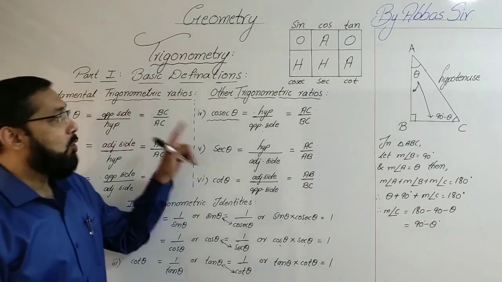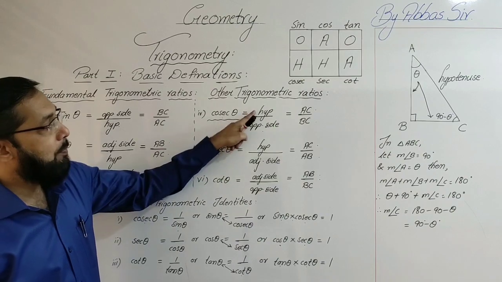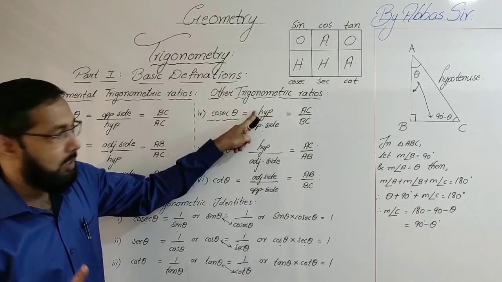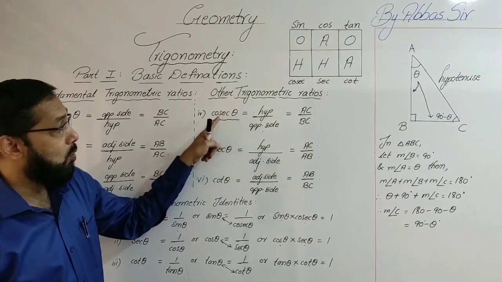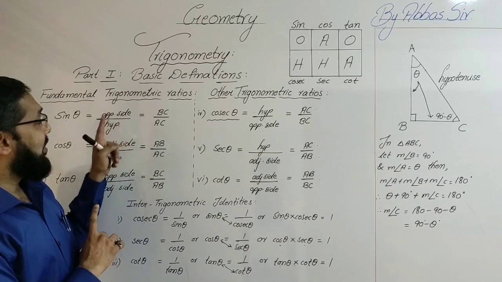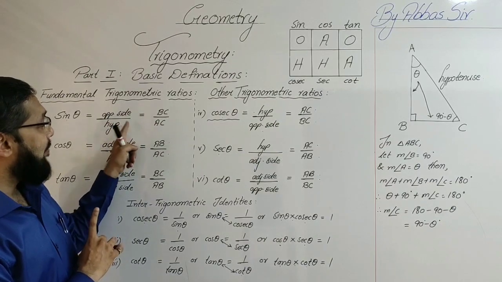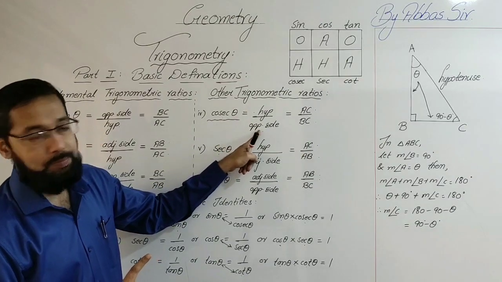Therefore, you can see that in the definition of cosec theta, hypotenuse is appearing in the numerator and opposite side is the denominator. Why? Because cosec theta is the reciprocal of sin theta. In sin theta, it was opposite upon hypotenuse. Therefore, in cosec theta, it will be hypotenuse upon opposite.